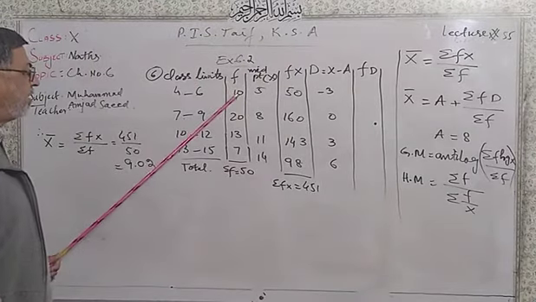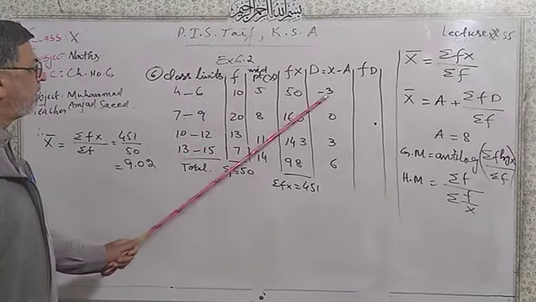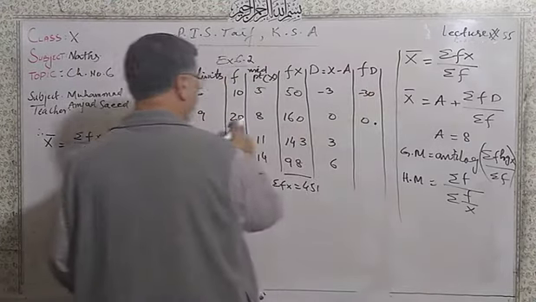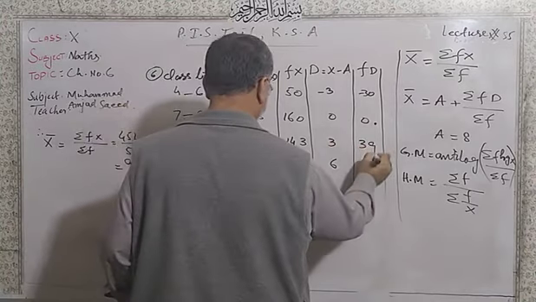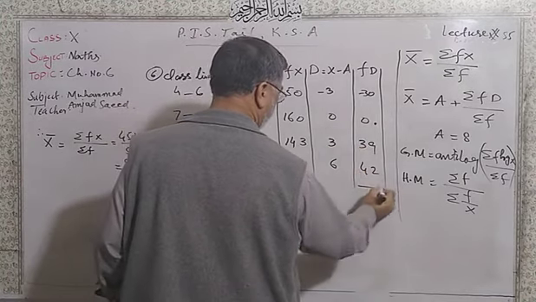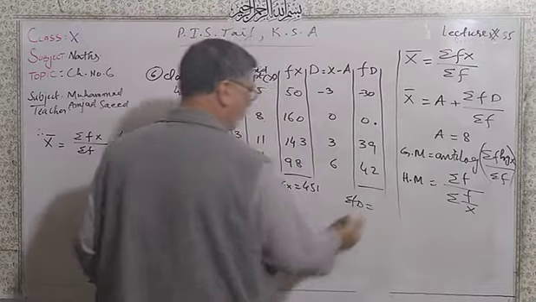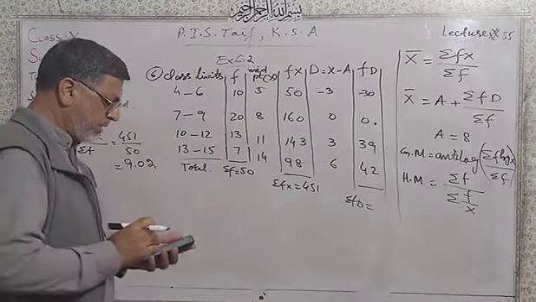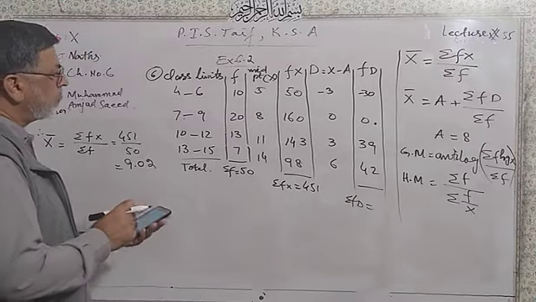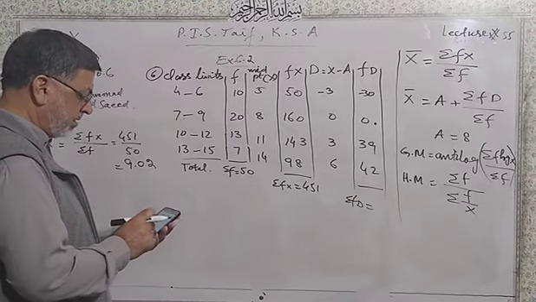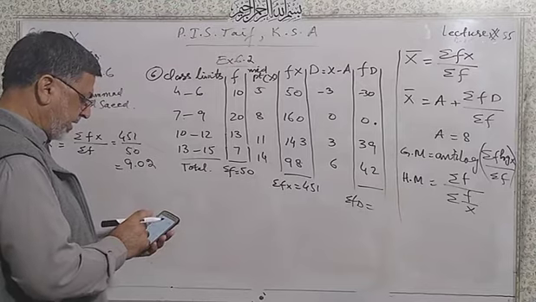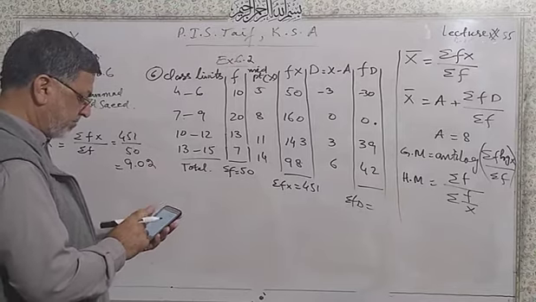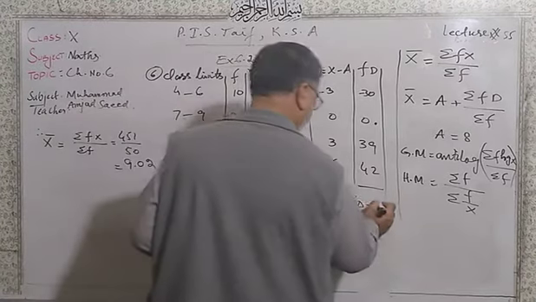Yes, this is F and this is D. F and D. Minus 30, then 0, then 39 plus 42. This is sigma FD. In case of sigma FD, you can have 39 plus 42 minus 30. That will be 51.